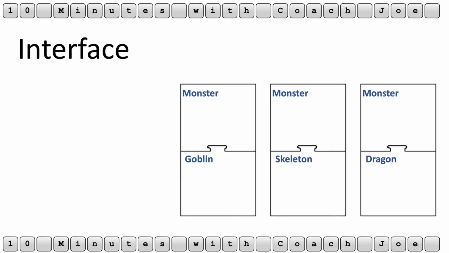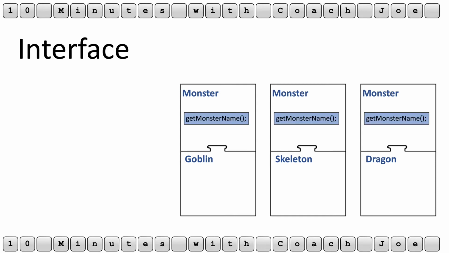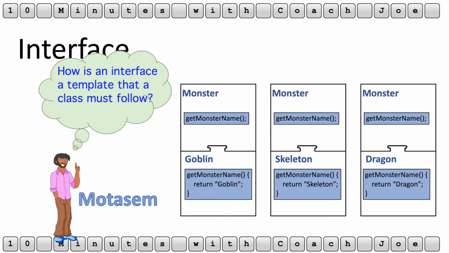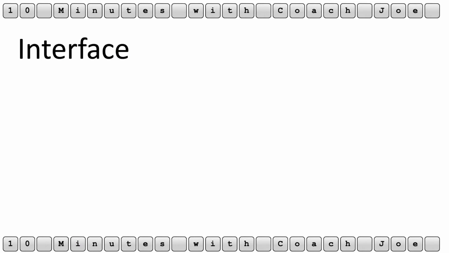Many different classes can implement the same interface. Each class must implement all the methods defined in the interface, but each class will implement the methods in their own unique way. An interface is a template or a contract that a class must follow. Here's an example of an interface.